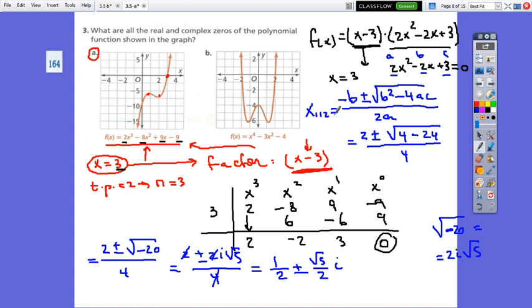So one real zero, x equals 3. And the other zeros are complex numbers: 1 over 2 plus or minus square root of 5 over 2 i. So if they are complex, we are not going to find them on the x-axis. Let's try more.